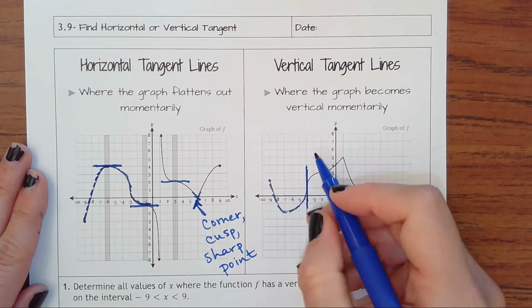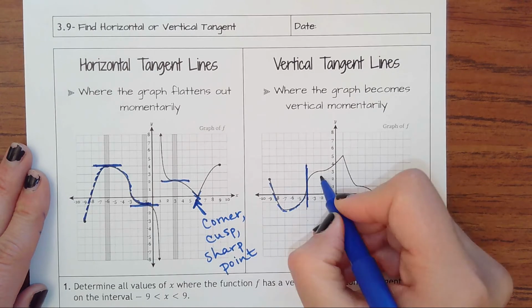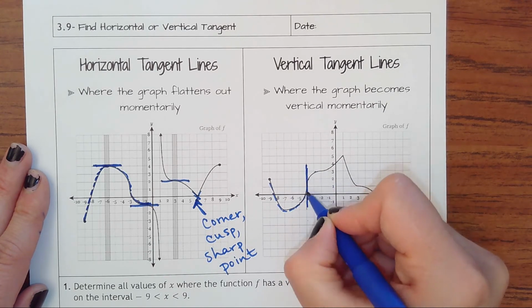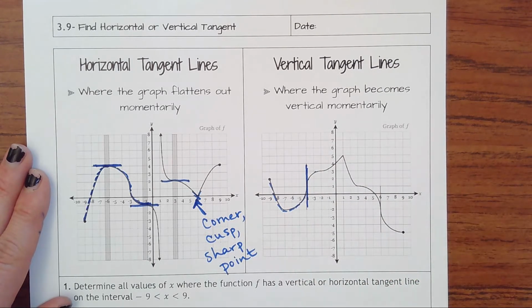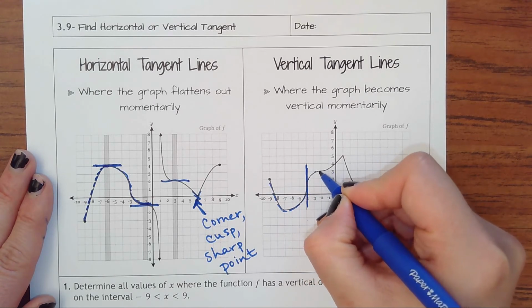Concavity is how a graph is concave. It's either concave up, where it opens up like a smile, or it's concave down like a frown. So where that changes concavity, there will be a vertical, not asymptote, but a vertical tangent line. And so we'd keep going. Here would be a horizontal one.